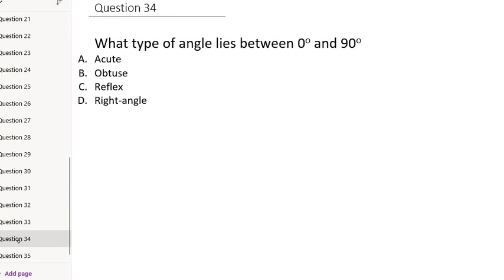Question 34. What type of angle lies between 0 degree and 90 degree? The right answer is acute, which is A.